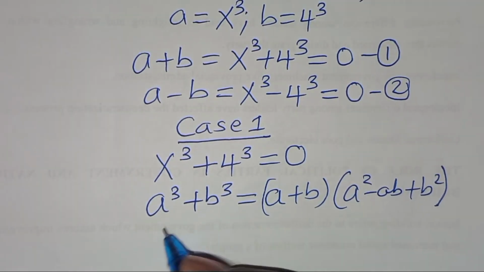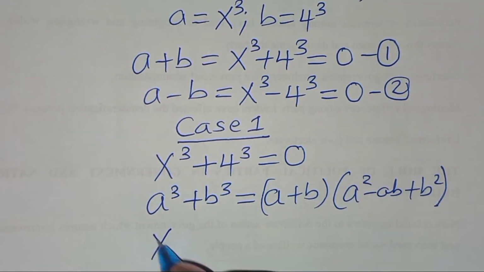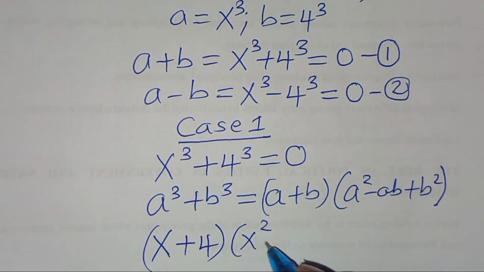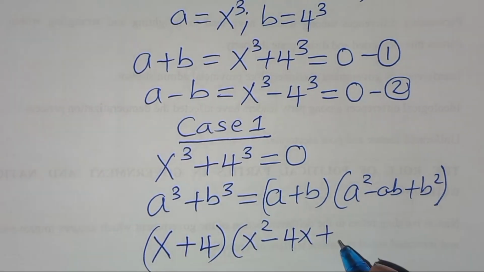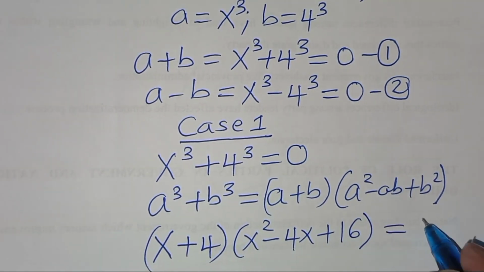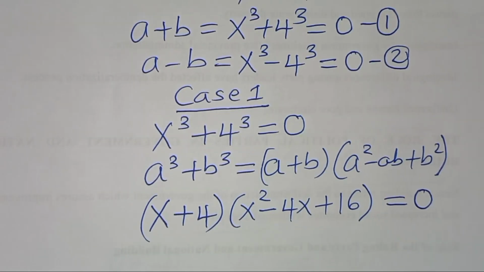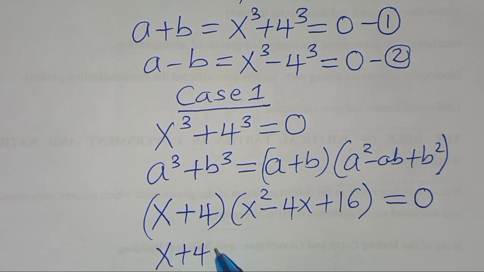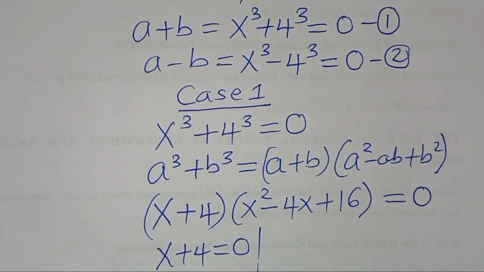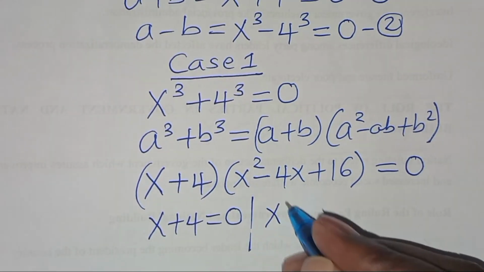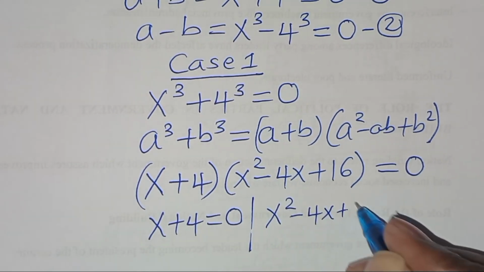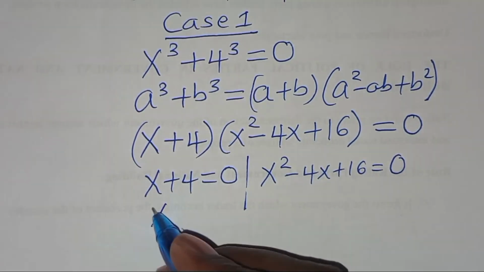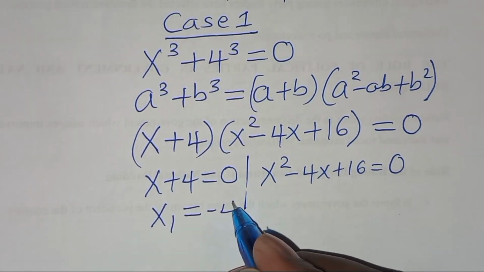The next step here, now x to the power 3 plus 4 to the power 3 is the same thing as x plus 4, times x squared subtract 4x plus 4 squared, which is equal to 16, and this is equal to 0. So this implies we have two parts here. The first part is x plus 4, and this is equal to 0. And the second part here, we have x to the power 2 subtract 4x plus 16, and this is equal to 0. So this implies here the first value of x, that is x1, is equal to minus 4.